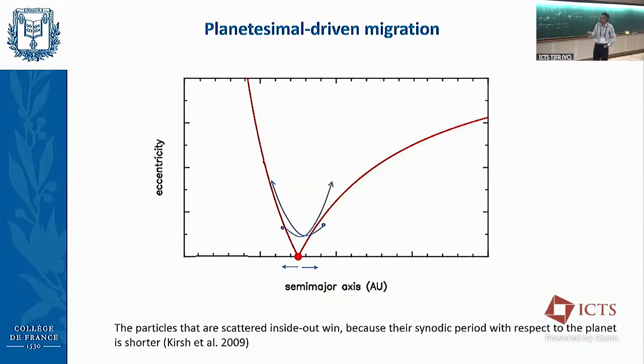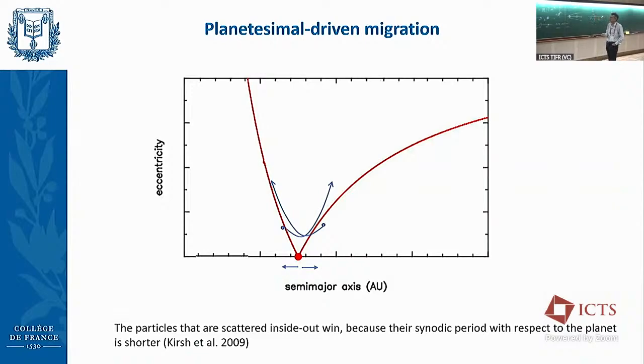But of course, you can also have planetesimals inward of the orbit of the planet. And for planetesimals inward of the orbit of the planet, the dominant scattering process is inside out, which moves the planet in. And so in a uniform disk, again, who wins? Like yesterday for type 1 migration, right? You have the inner planetesimal disk that tends to move the planet in, and the outer planetesimal disk that tends to move the planet out. Who wins?